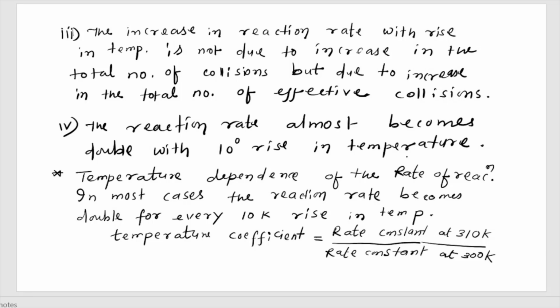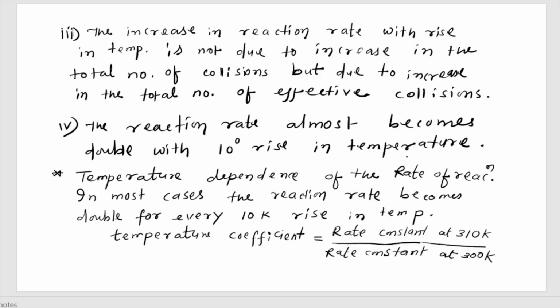When you compare the reaction rate to temperature, it is observed that the reaction rate almost doubles with a 10 degree rise in temperature. This is the temperature dependence of the rate of reaction. That means temperature has a very good effect on the rate of reaction. In most cases, the reaction rate becomes double with an increase of 10 Kelvin.